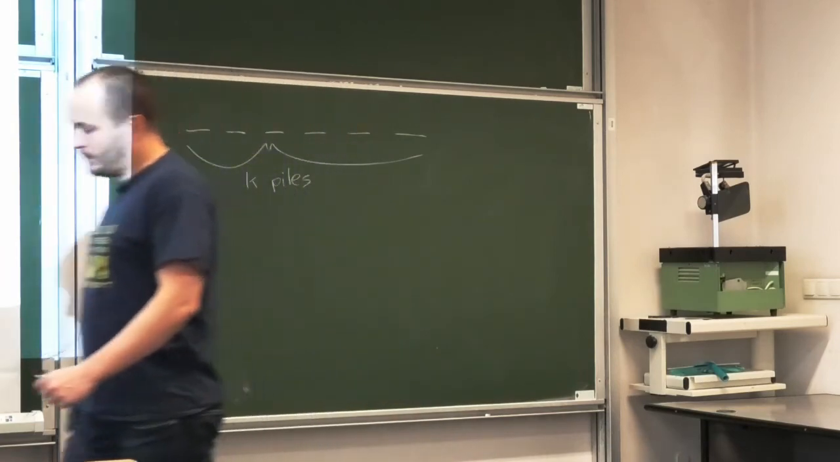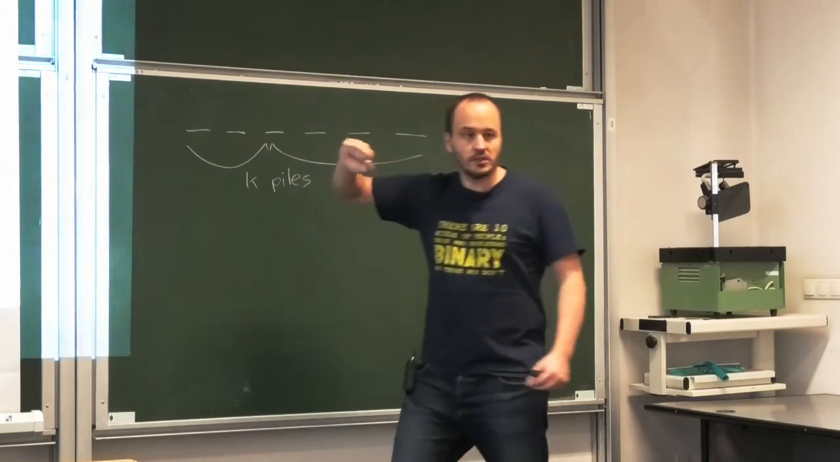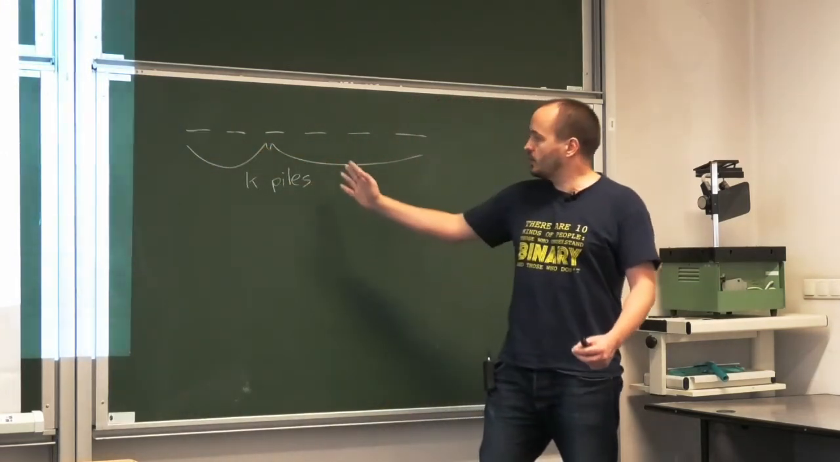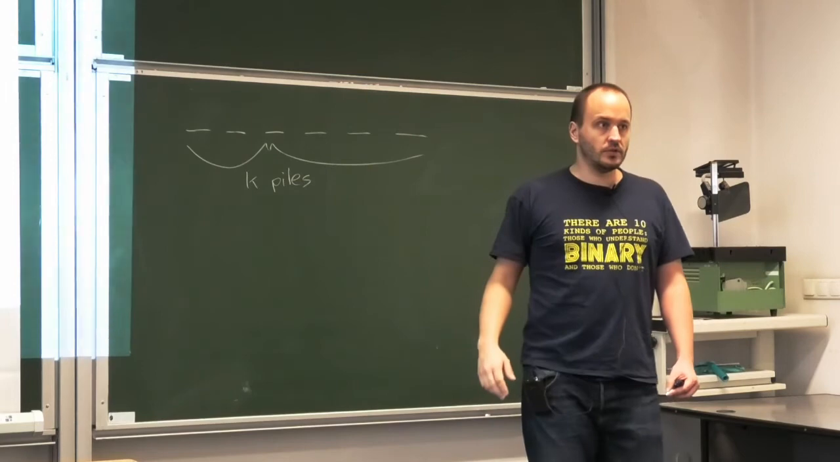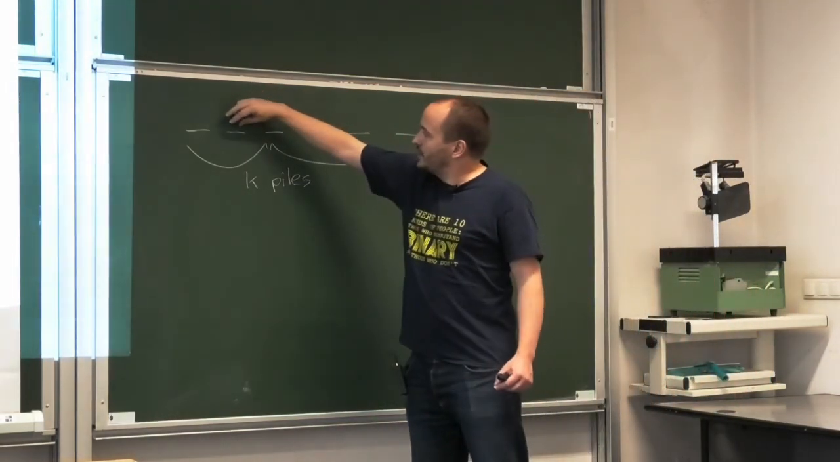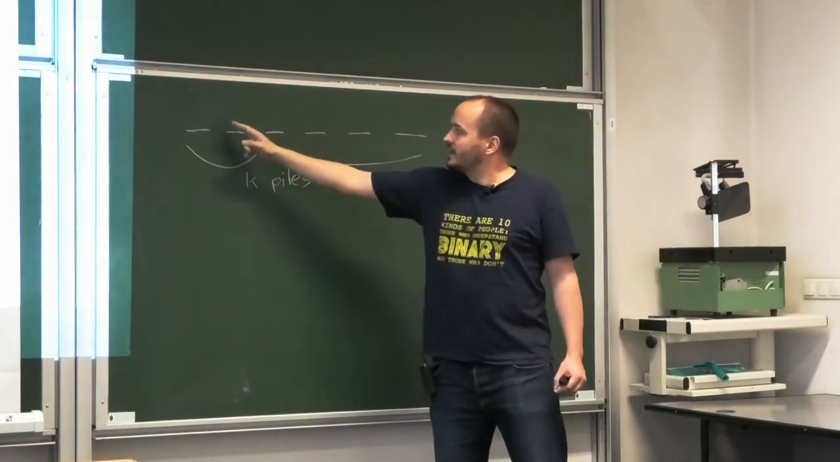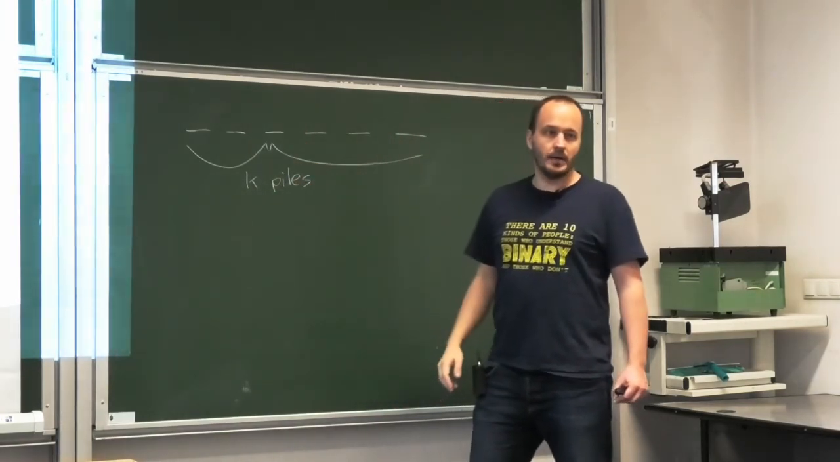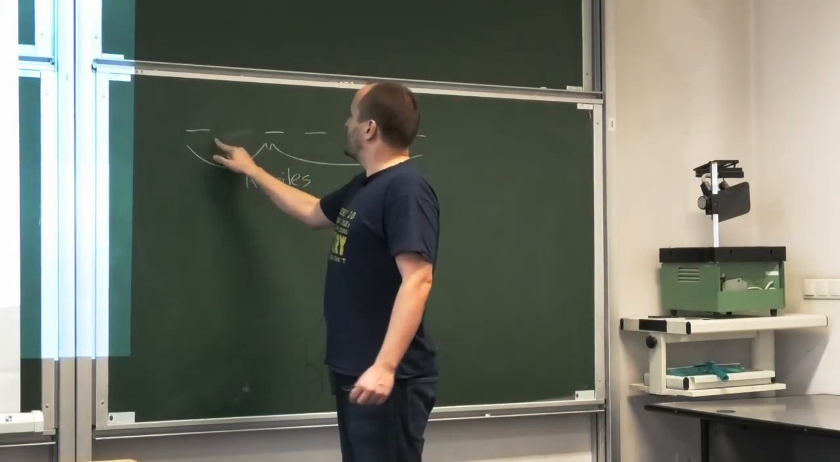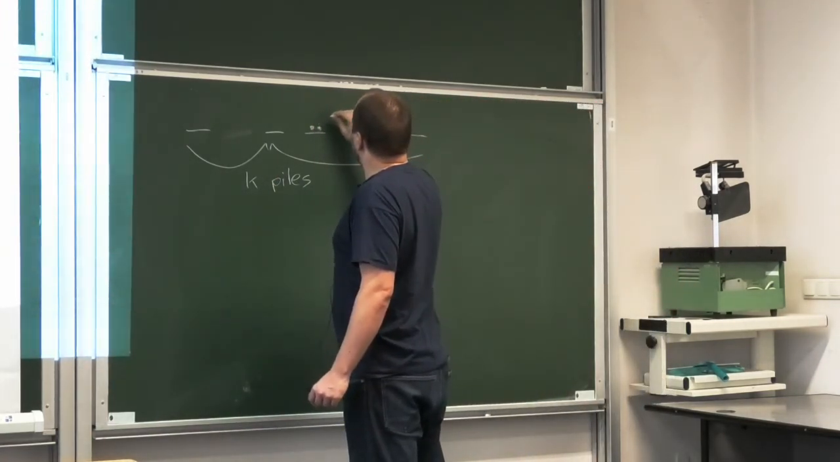Then we have a game where in each round, say we are the first player, we remove one of the piles completely from the game, so there are only k minus 1 piles left after the first step. Then an adversary, the evil player 2, distributes up to L pebbles however the adversary wants between the remaining piles. So let's say we remove maybe this pile. Now it's the adversary's turn. The adversary adds L pebbles.